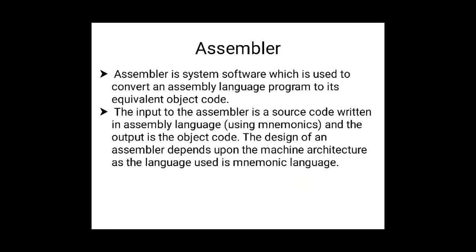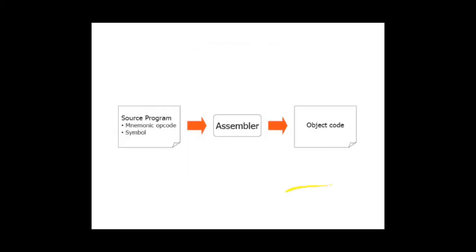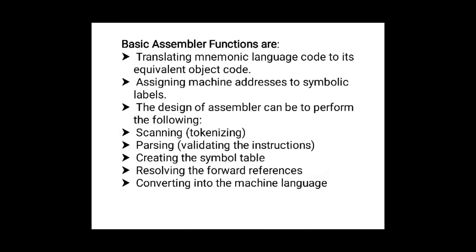This assembler is a system software which is used to convert any assembly level program to its equivalent object code. Normally, the assembler is the most widely used system software when we enter the era of programming. It is meant for converting any assembly language program to its equivalent object code so that we can go for further execution of the program.